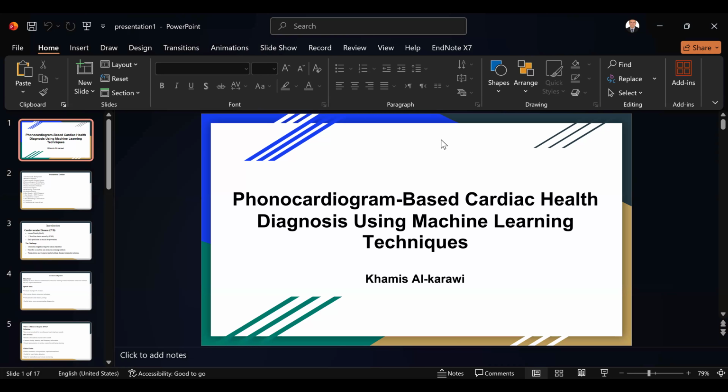Today, I will present my work on using machine learning techniques to analyze heart sound, known as phonocardiogram, for the non-invasive early detection of cardiovascular disease.